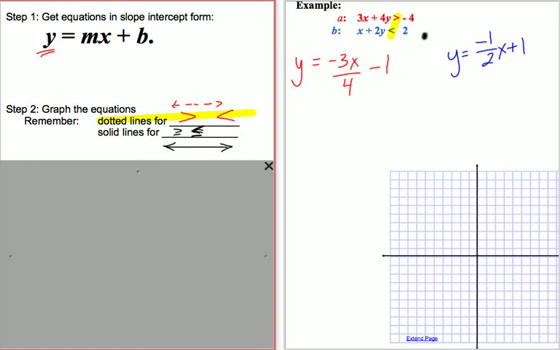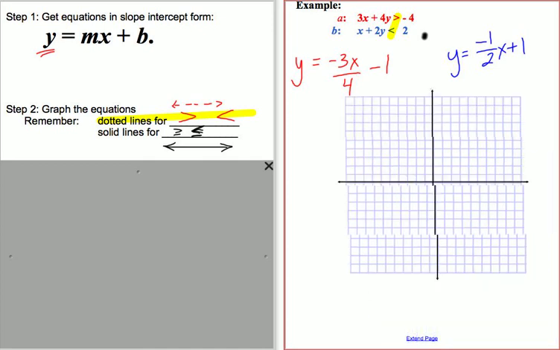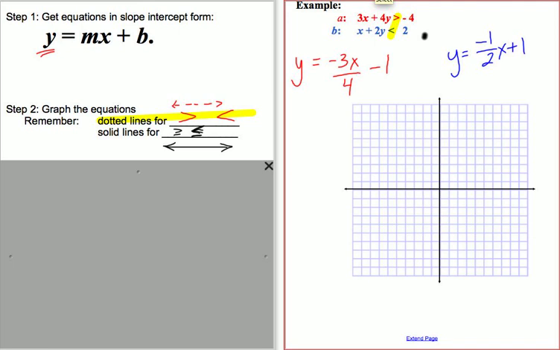So I'm going to graph them now using what I remember about graphing lines, and I'm going to graph them on the same graph. So for the red one, I'm going to start at negative 1, and I'm going to use a slope of negative 3/4. So I'm going to go down 3 over 4. And I'm going to do that again, down 3 over 4. And of course I can repeat it backwards. Backwards 4, up 3. And I'm going to connect this with a dotted dashed line.